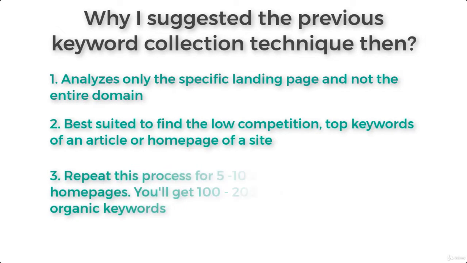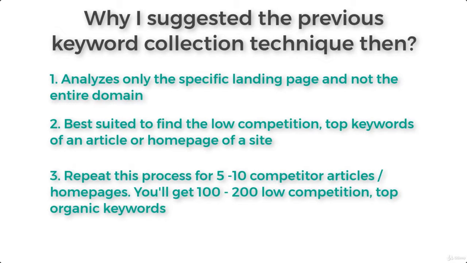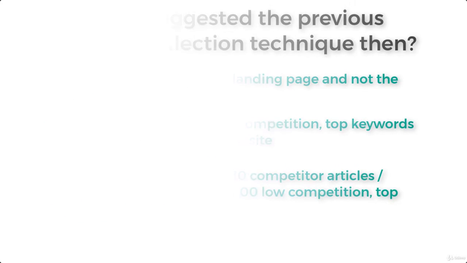If you repeat the process that we have done in this lecture for 5 to 10 other competitor websites, you will get around 100 to 200 low competition top organic keywords. You can use these keywords directly without validation while writing articles or posts or news or reviews based on them.